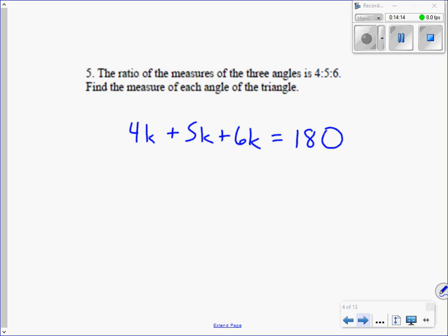We set it up like an equation, then you use our algebra to find K. And then we plug it back in to find the measure of each angle. So we've got 9K plus 6K would be a 15K equal to 180. What does that come out to? 12?